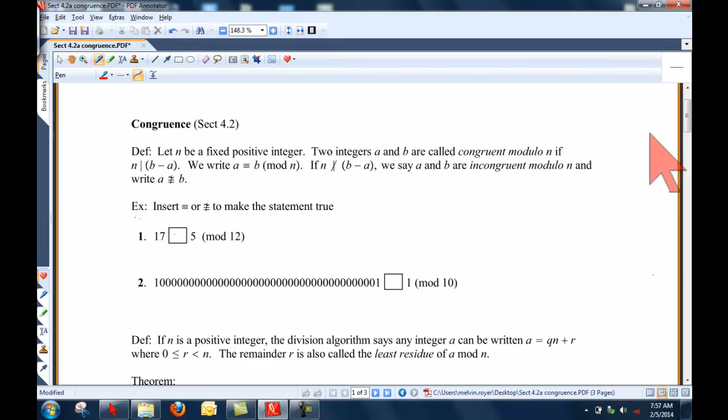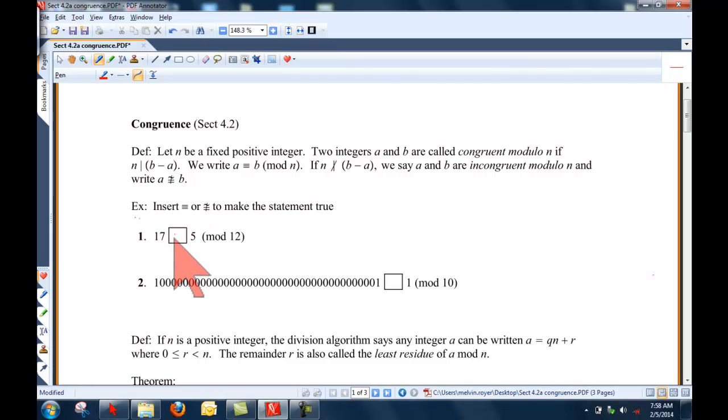The idea is that I start with a fixed integer n and then I start talking about two other integers, a and b, and I'll say that a and b are congruent modulo n, or congruent mod n, if n divides their difference. If that's the case, we'll write a ≡ b, so this triple bar equal is read "is congruent to." If n doesn't divide their difference, then the two integers are incongruent mod n, and we'll write triple bar with a slash, not congruent.